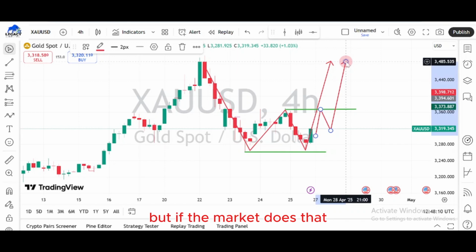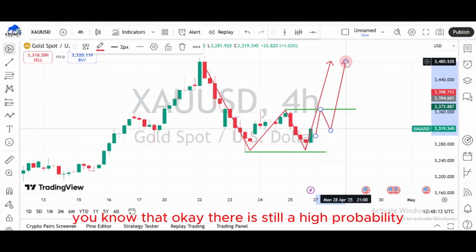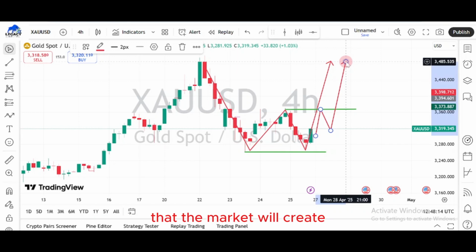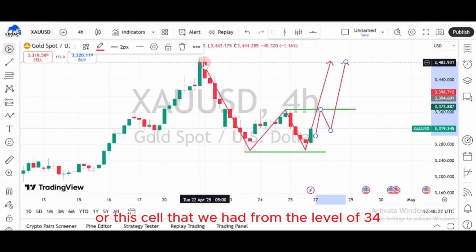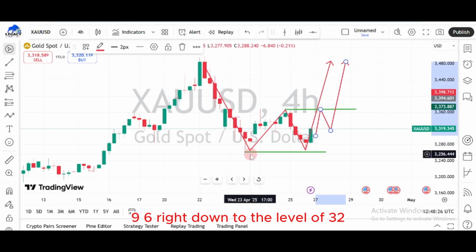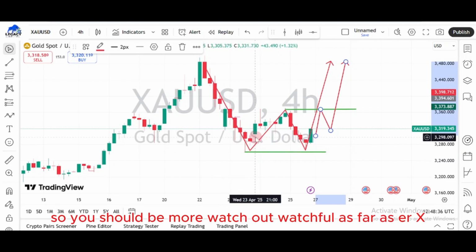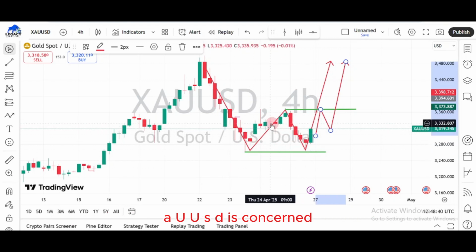But if the market does that, you know that there is still a high probability that the market will create an all-time high, and you understand that the correction or this sell that we had from the level of 34.96 right down to the level of 32.56 is just a mere correction and not a change of market direction. So you should be more watchful as far as XAU USD is concerned.